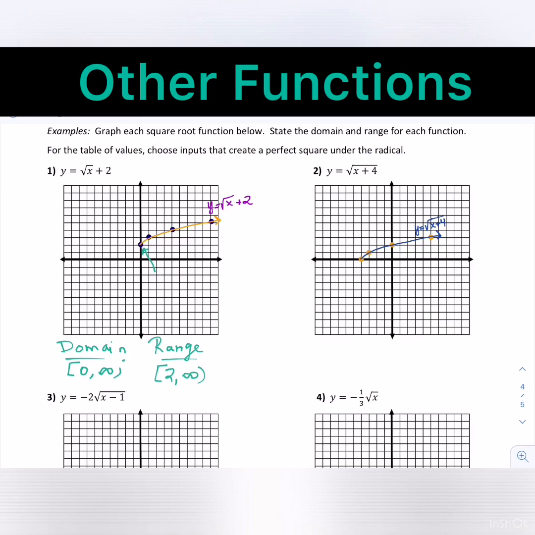All right, let's look at number 2. Again, the domain is going to be very much linked to that point right there. So that point is -4. The furthest left this is going to go. The x value that is the smallest will be -4. So it's going to go from -4 to infinity. But the range is 0 to infinity, because 0 is the lowest value that this will ever get to.